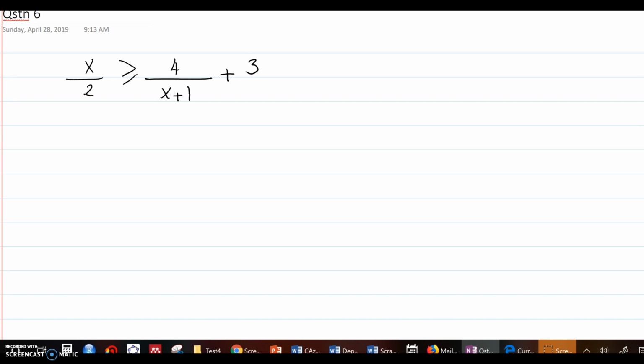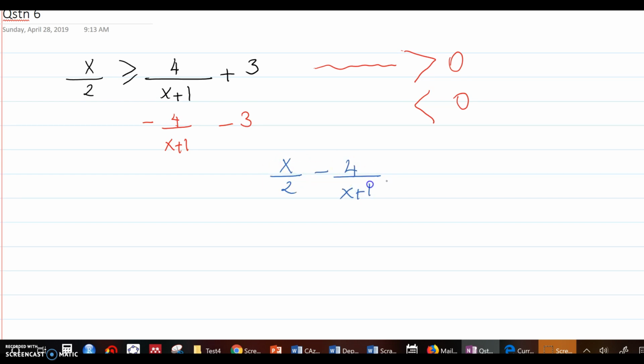So again, the idea is we're going to have some rational terms here. It will be greater than or less than, but we need to see 0 on this side. So that's the main thing we need to do. For that, we're going to subtract, or if you will, move these terms to this side. So then we will rewrite this inequality: x over 2 minus 4 over x plus 1 minus 3 should be greater than or equal to 0.